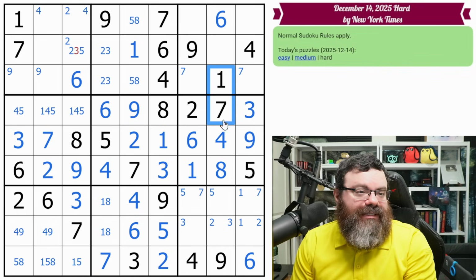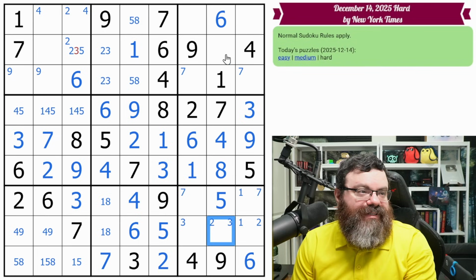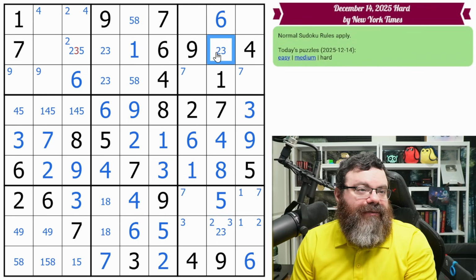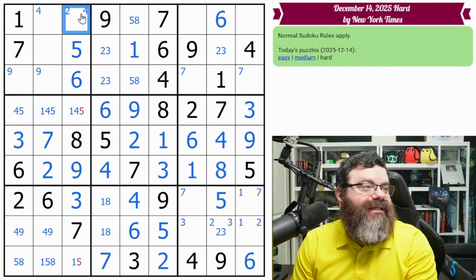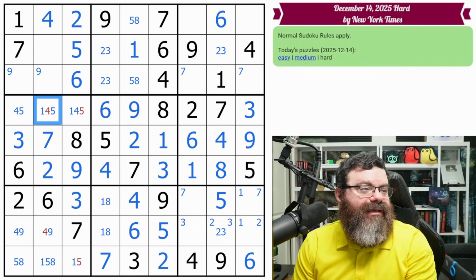So this can't be 1, 7, or 8. So this can only be 5. It's a naked single 5. This is a 2, 3 pair. So this 2, 3 pair means that can't be 2 or 3. We already have the 3 looking up, but it can't be 2 or 3 because it's the 2, 3 pair. So this has to be 5. That places our 2 and our 4 in this box. That can't be 4. That can't be 5.